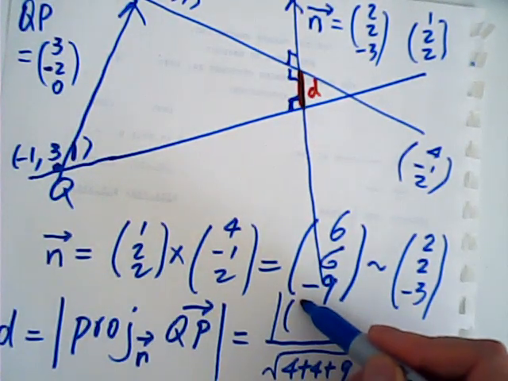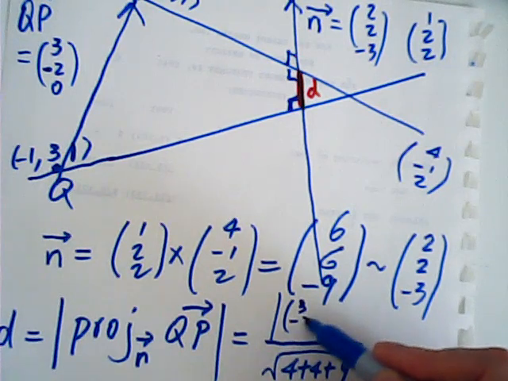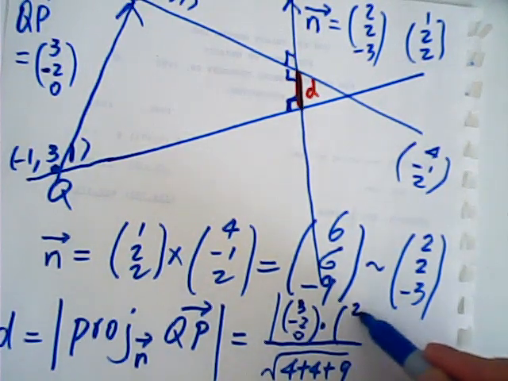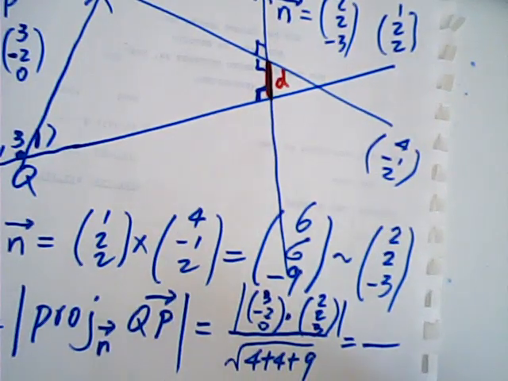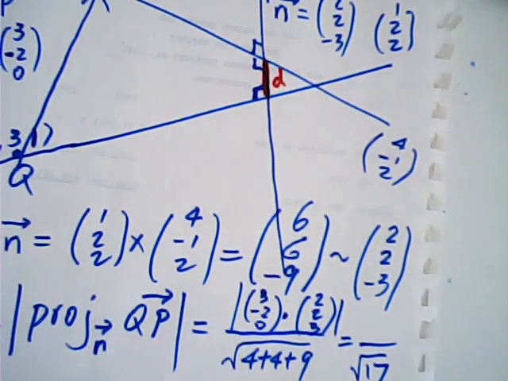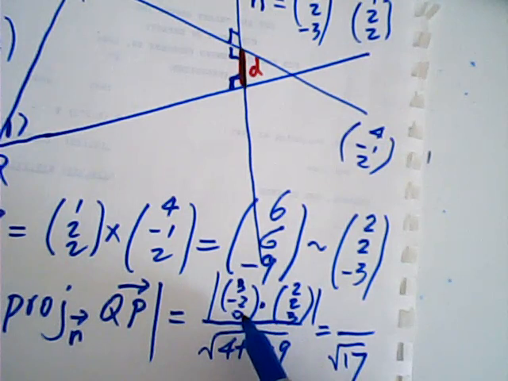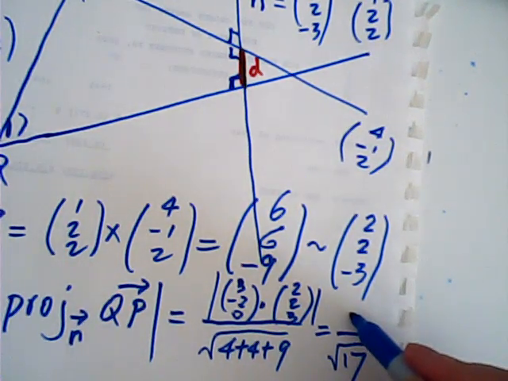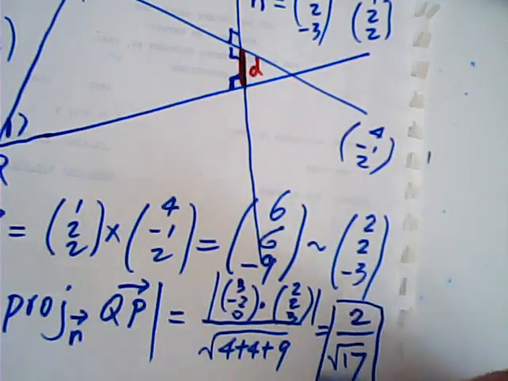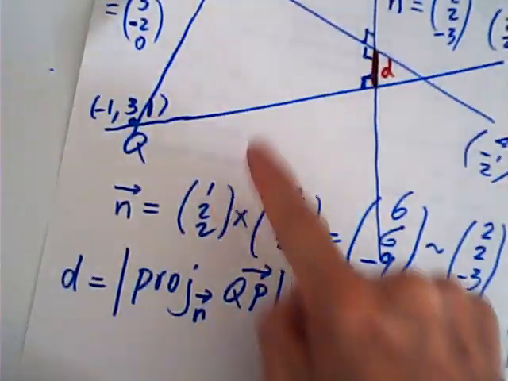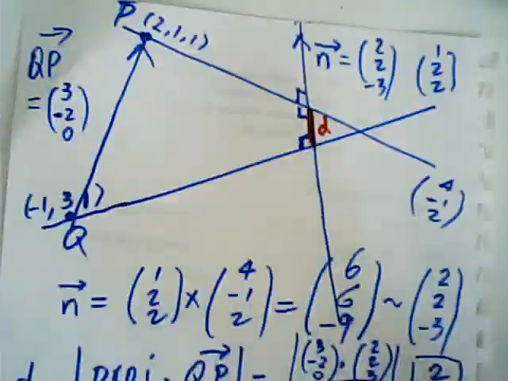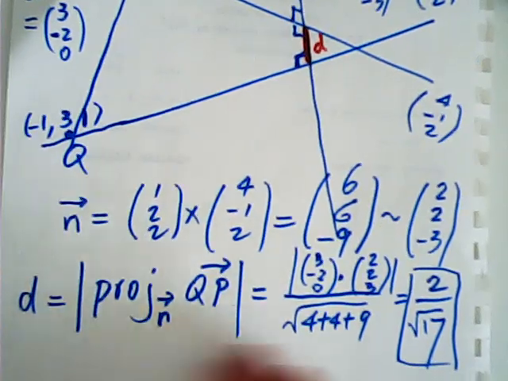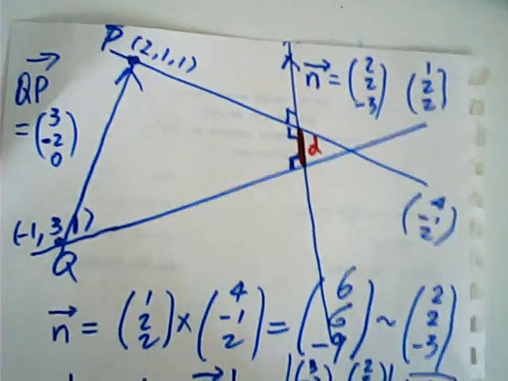Okay, this is (3, -2, 0) dot (2, 2, 3), absolute value. This one is equal to square root 17. This is 6, minus 4 is 2. Okay, this is my distance. You know, it's really very easy to find. The distance between two skew lines is not an easy question, well, for many students. But look, this calculation is so easy, so straightforward.